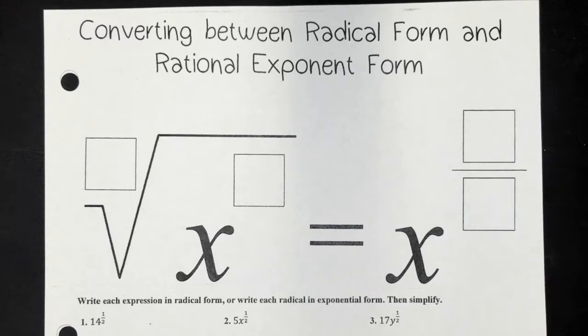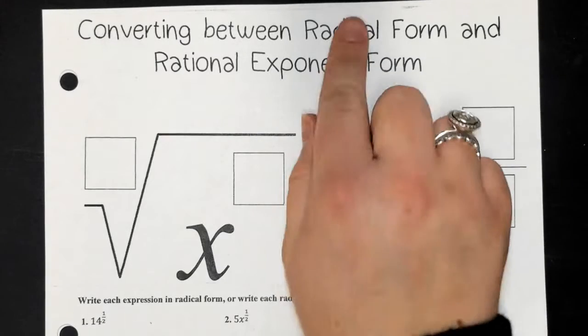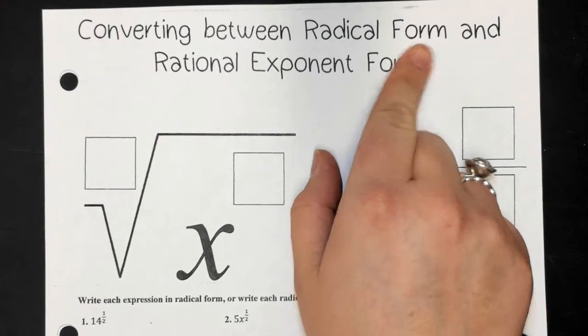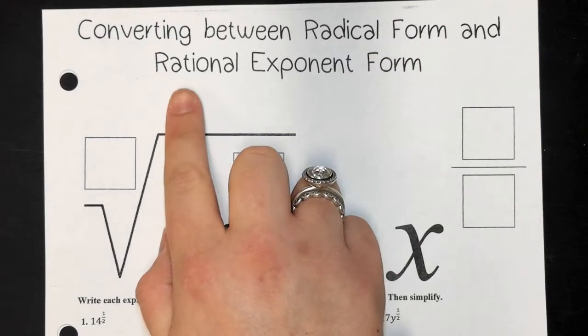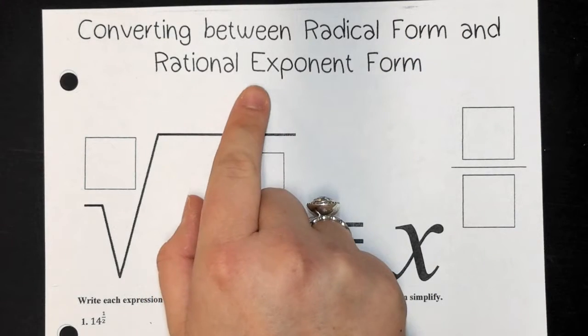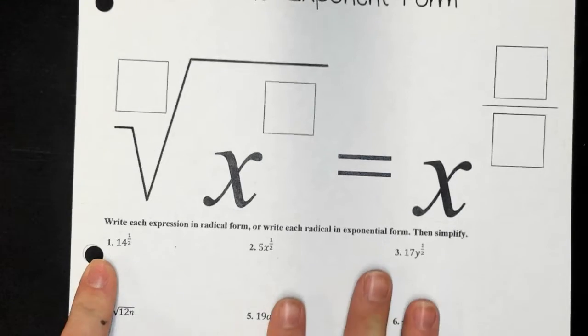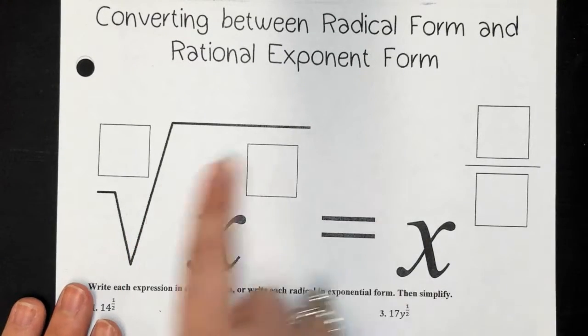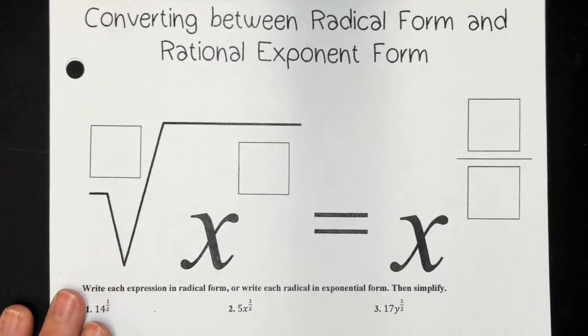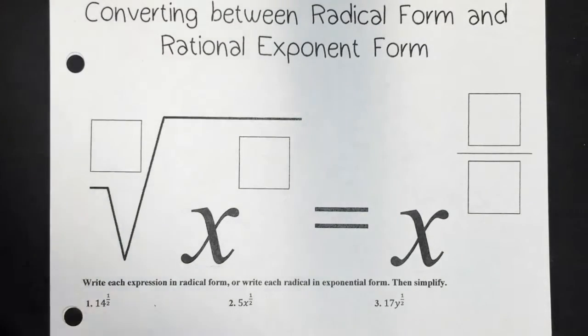So we have radical form, which is what we learned yesterday. Now there's another thing called rational exponent form. Because right here, number 1, what it's raised to, that's an exponent, right? We learned how to multiply and divide exponents. So we need to be able to go back and forth between radical and rational exponents.